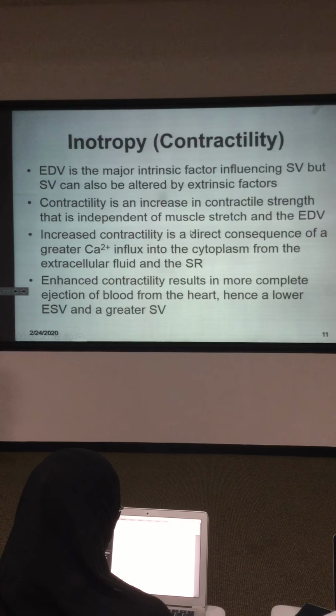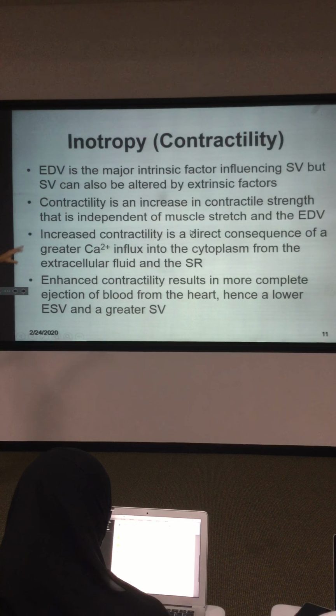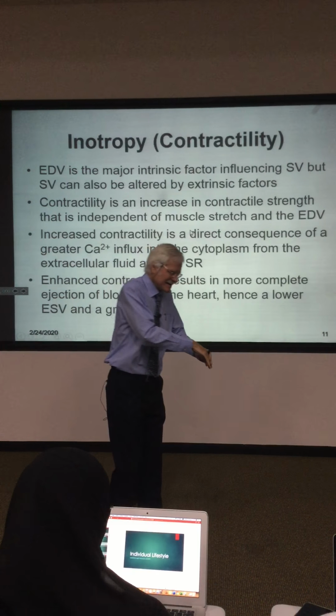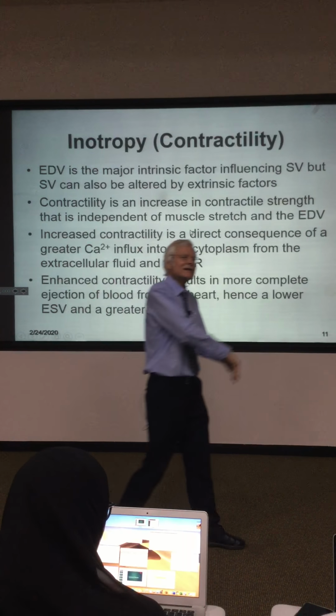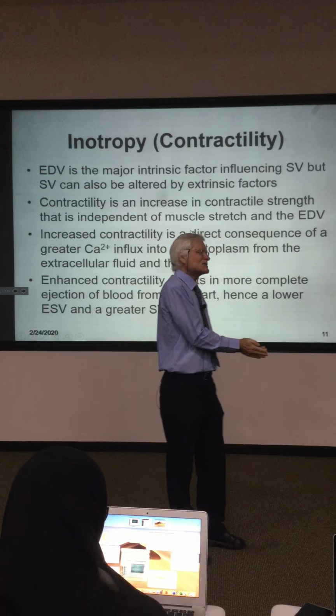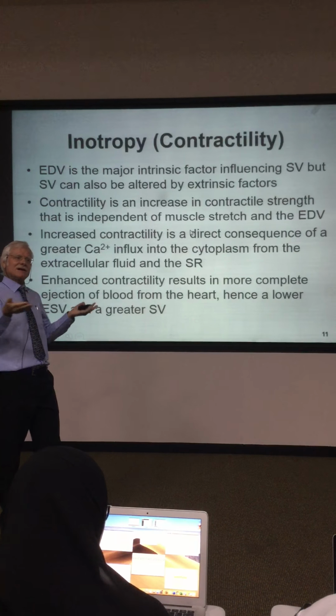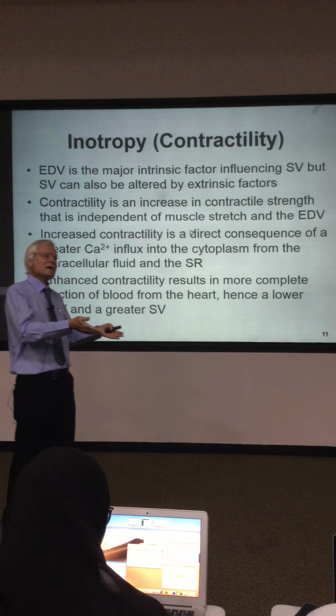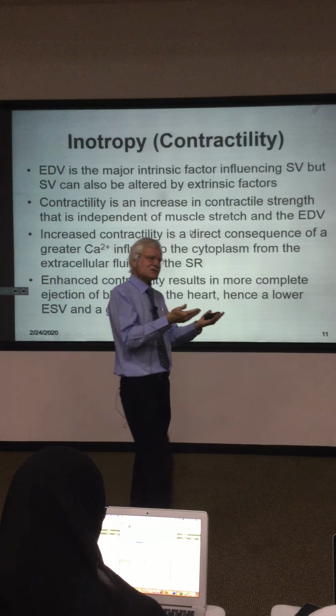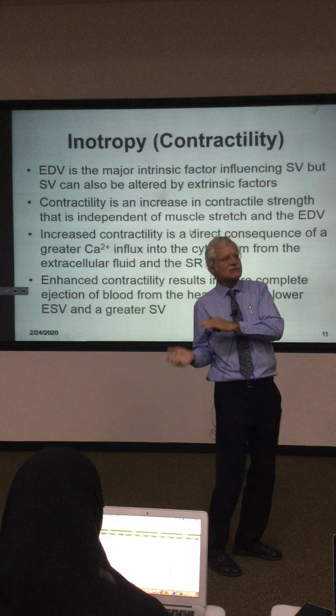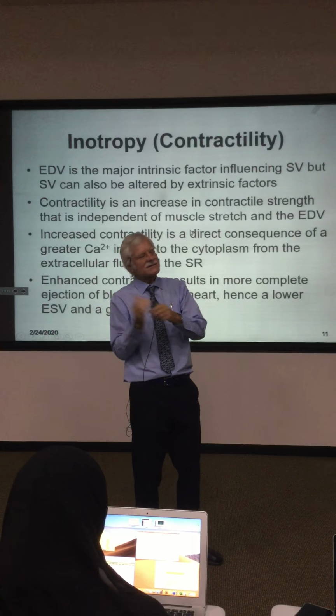or contractility. End diastolic volume is the major intrinsic automatic factor influencing stroke volume, but stroke volume can also be altered by extrinsic factors. What do I mean by that? Intrinsic means intrinsic to the heart, stuff going on in the heart, Frank Starling. Extrinsic means stuff going on outside of the heart. So, for example, it could be hormones, it could be catecholamines from the sympathetic nervous system. Extrinsic means external to the heart.